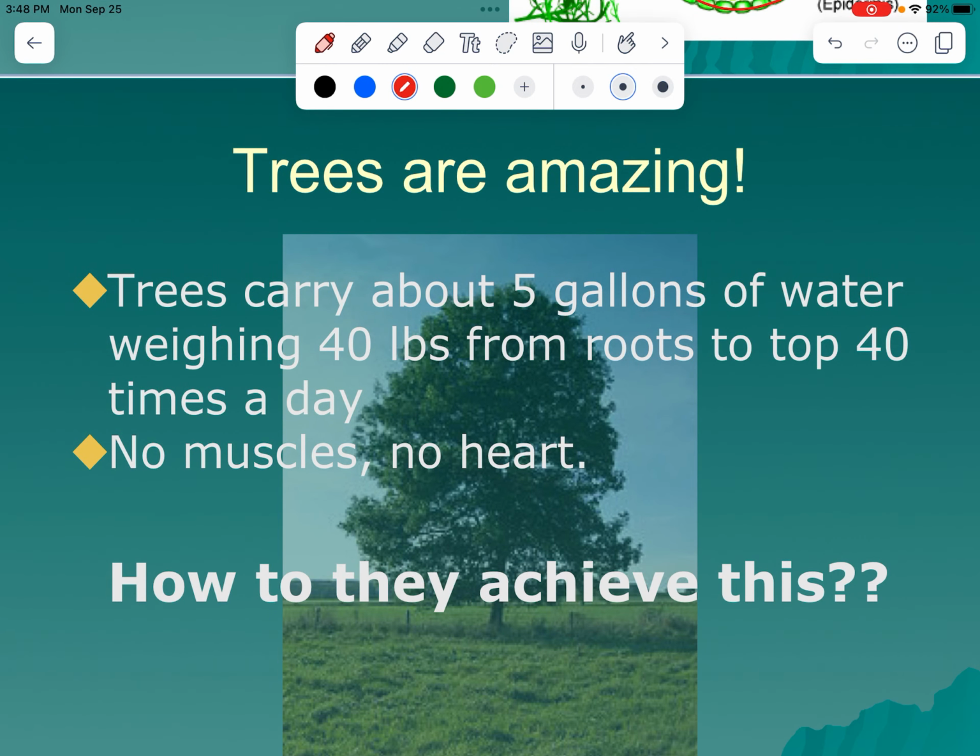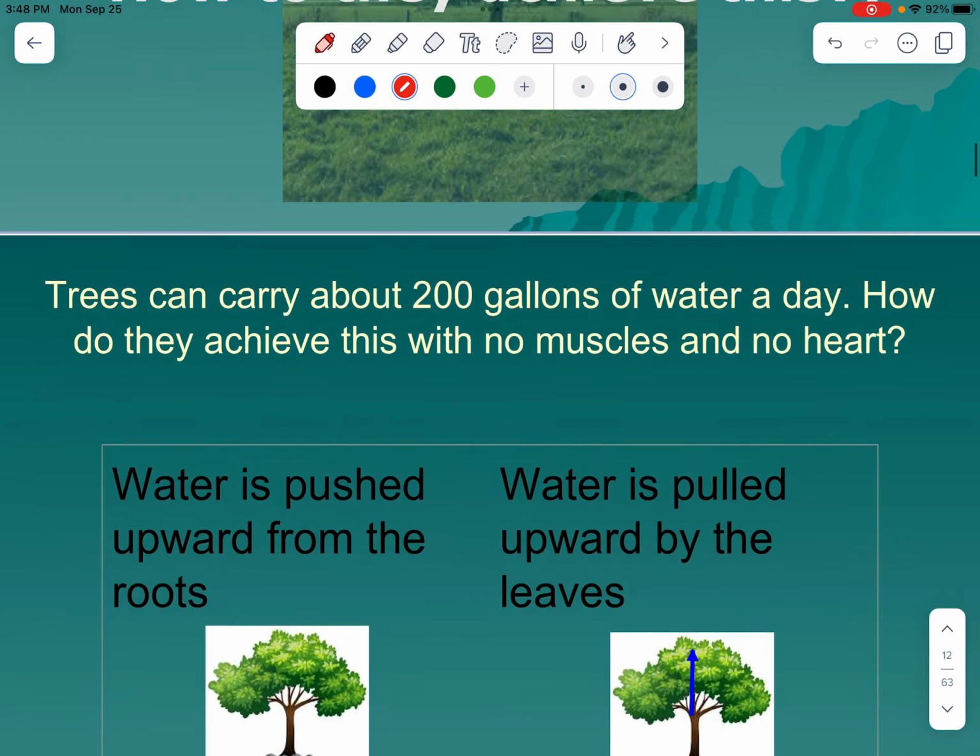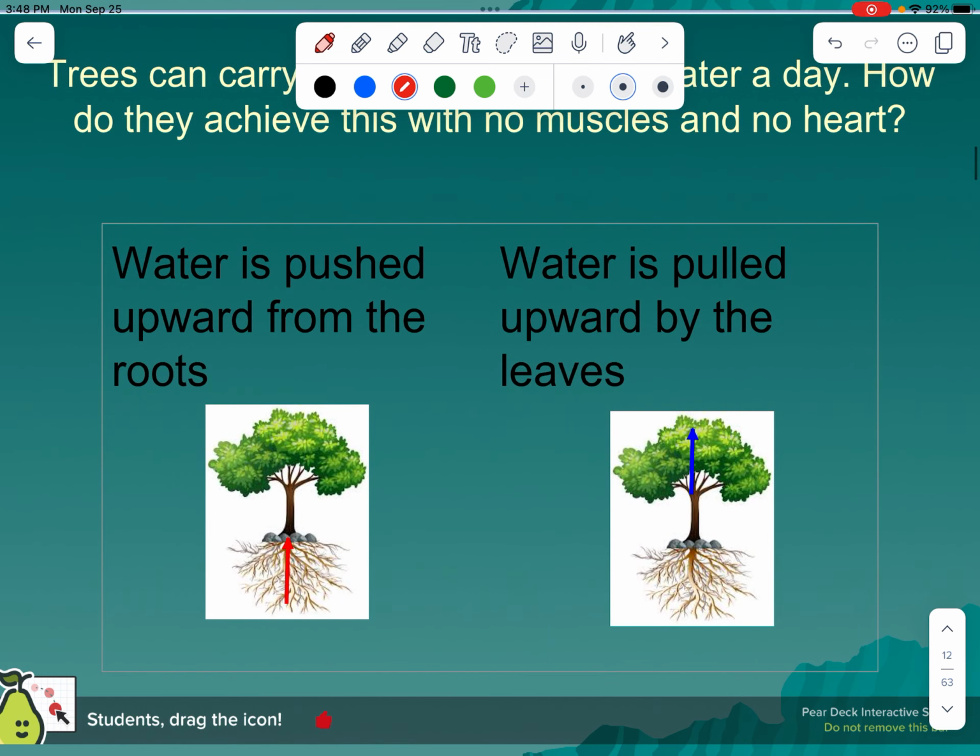So trees are pretty amazing because they can carry about 200 gallons of water per day without having any muscles or heart. So my question to you is, how do you think they achieve this? So here are two choices that you can choose from.